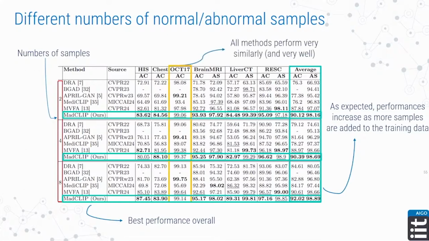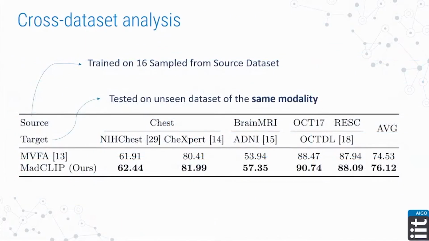Finally, this architecture also demonstrated to be interesting in terms of transfer, because what we do is train on 16 samples from source datasets, which are chest, brain, OCT, and retina. And the target was an unseen dataset. And we see that with respect to the previous state of the art, our MedCLIP work is anyway reasonably better, sometimes much better than this one. And this is also an interesting part.